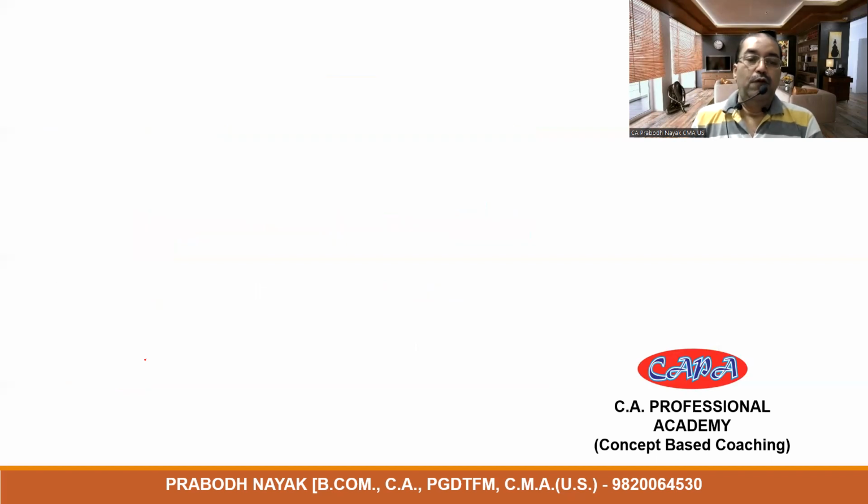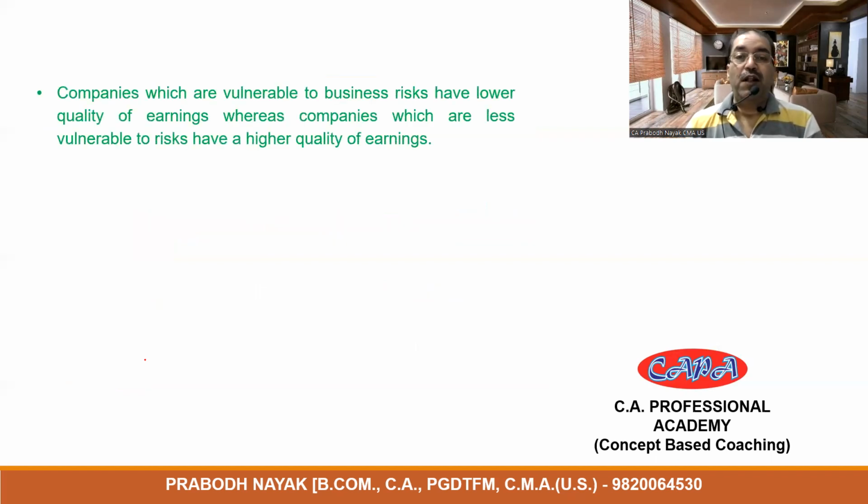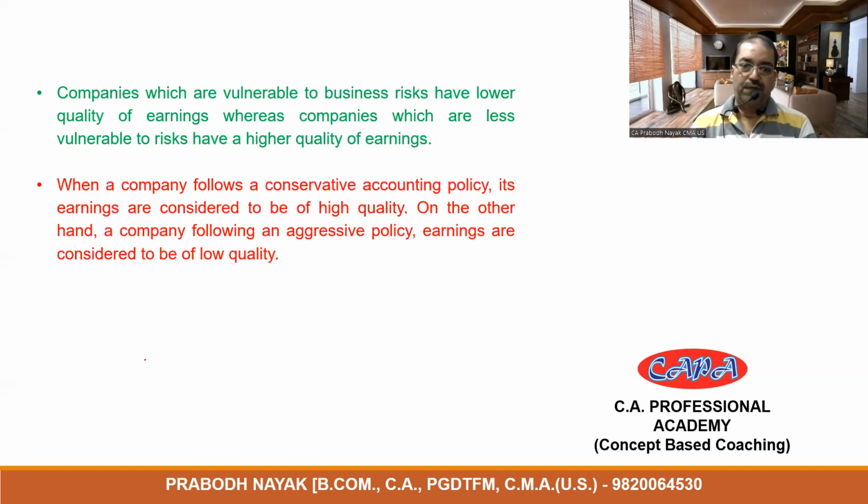Source. So companies which are vulnerable to business risk have lower quality of earnings, which can be easily influenced by changes in the market forces. Whereas companies which are less vulnerable to risk have a higher quality of earnings. Second, when a company follows a conservative accounting policy, its earnings are considered to be of higher quality, more reliable, more sustainable.